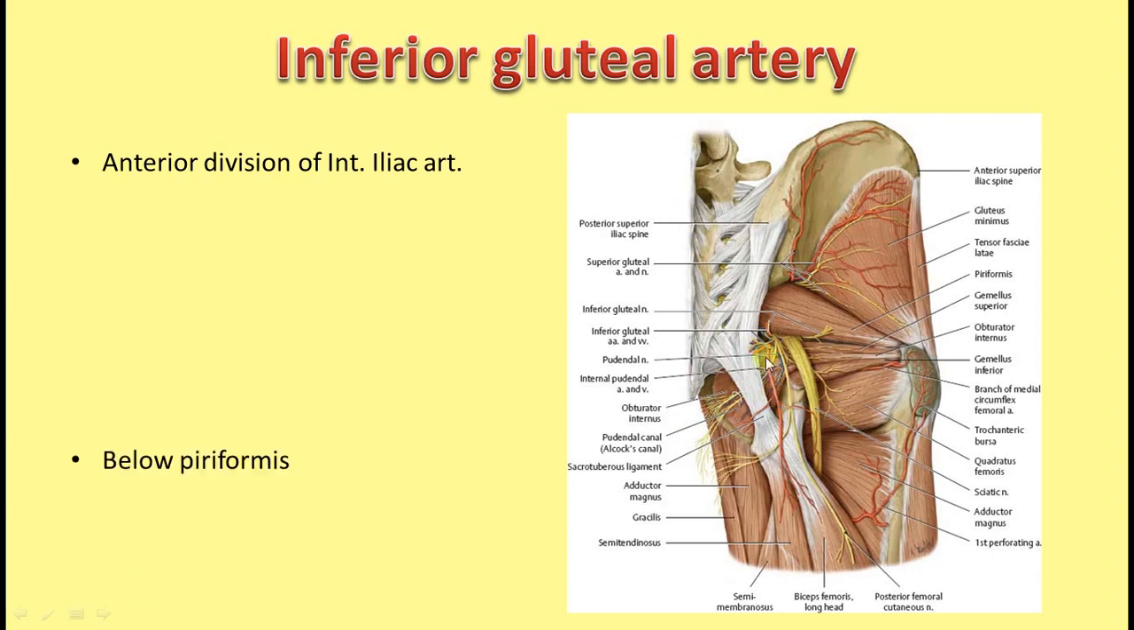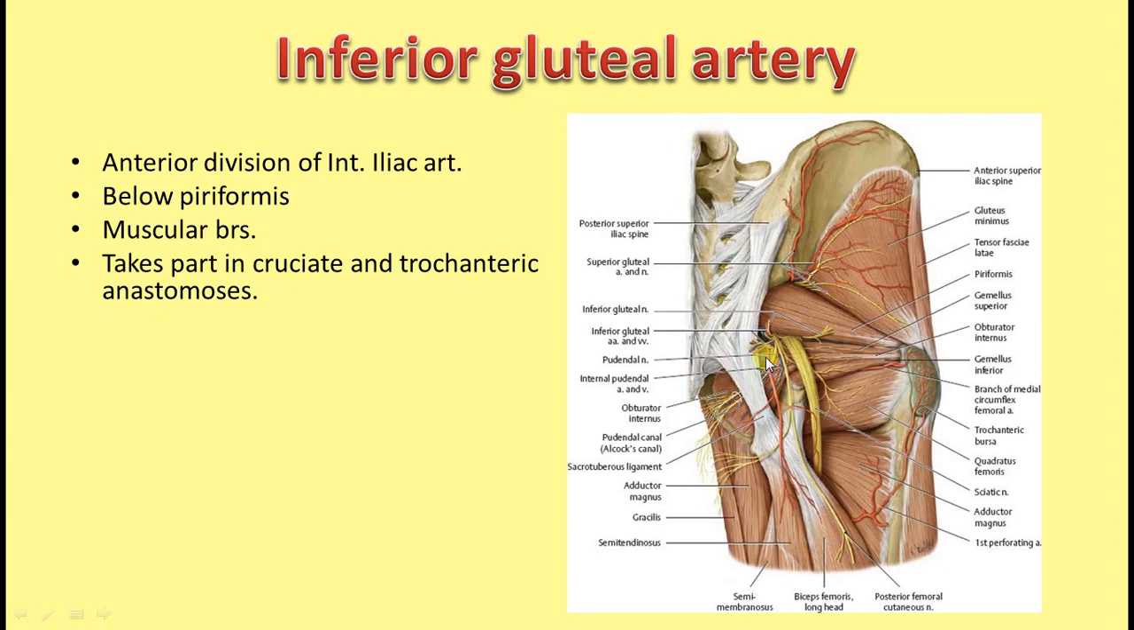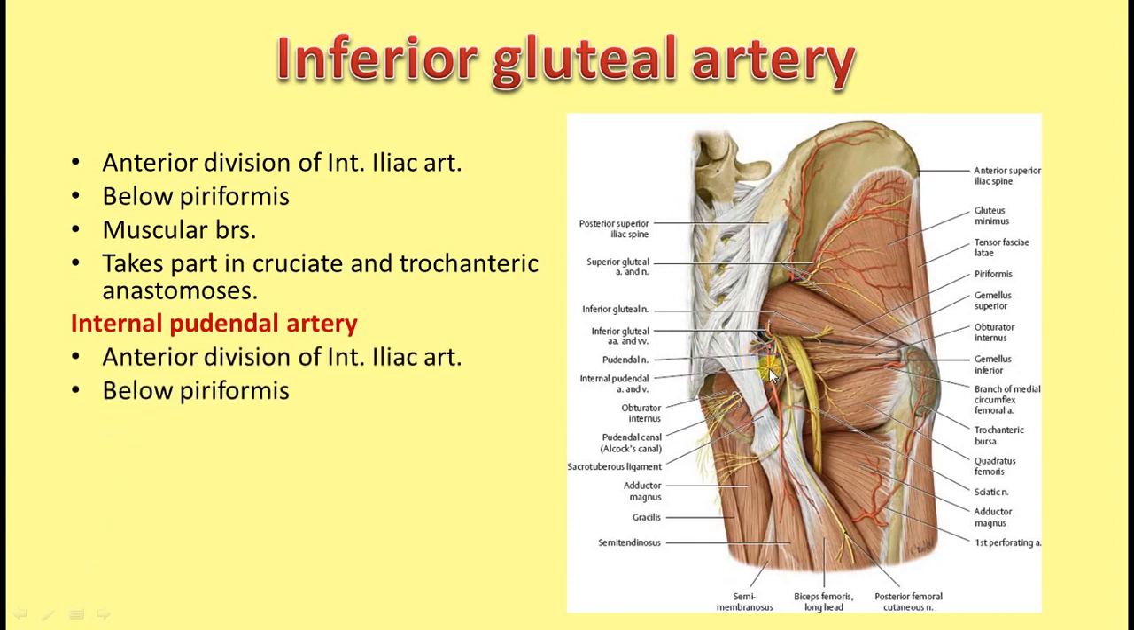Inferior gluteal artery, below the piriformis, gives muscular branches. It is mainly going to supply the surrounding muscles and especially your gluteus maximus muscle. Then it takes part in the trochanteric anastomosis and cruciate anastomosis. Internal pudendal artery, again from the anterior division of the internal iliac artery, below the piriformis. It is a part of the spin structures.